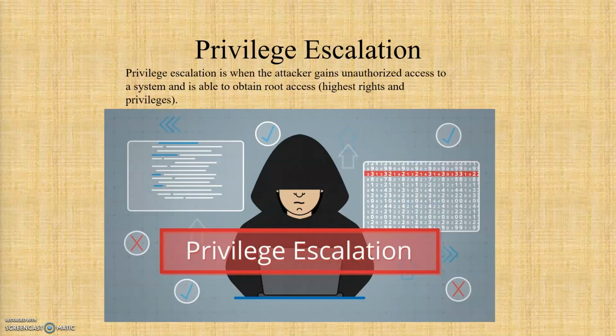The second attack is privilege escalation. Privilege escalation is when the attacker gains unauthorized access to a system and can obtain root access. That means the highest rights and privileges. In a privilege escalation attack, a hacker will try to find a vulnerability that will provide them with unauthorized access to a system. After obtaining the access, the hacker will attempt to obtain more additional access until eventually they possess administrator rights to access more sensitive information.